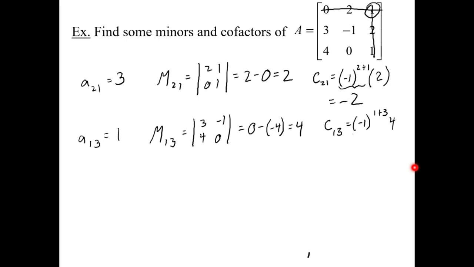Notice that in this example, the negative 1 is raised to the 4th power, so it's an even power, which means negative 1 to the 4th power is positive 1. So 1 times 4 is 4. So in this example, the cofactor was the same as the minor. In the previous example, the minor was the opposite of the cofactor.